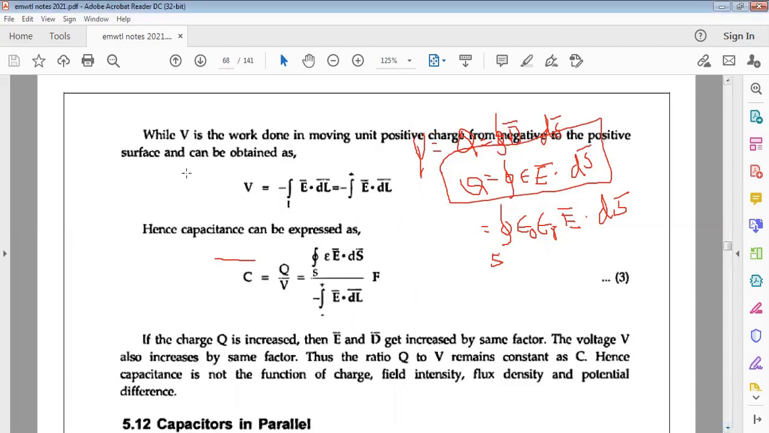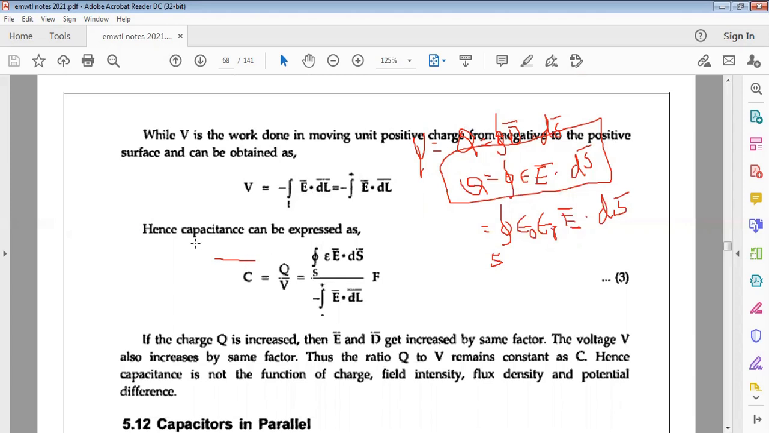While V is the work done in moving a unit positive charge from the negative surface to the positive surface, the relation for voltage and electric field intensity is V equal to minus the line integral of E bar dot dl bar.